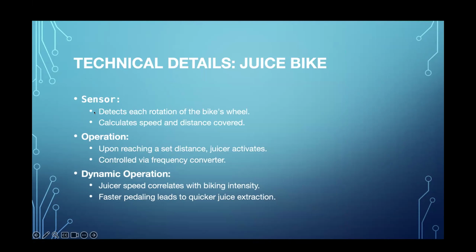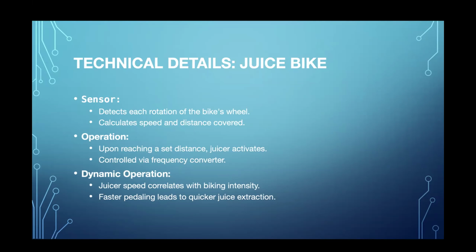We have a sensor that notices every rotation of the bike's wheel and calculates speed and distance. This all is done hardwired. There's no Bluetooth or Wi-Fi or something like that. It's all hardwired to the Raspberry Pi. You can set the distance that is needed to get a complete glass of orange juice.